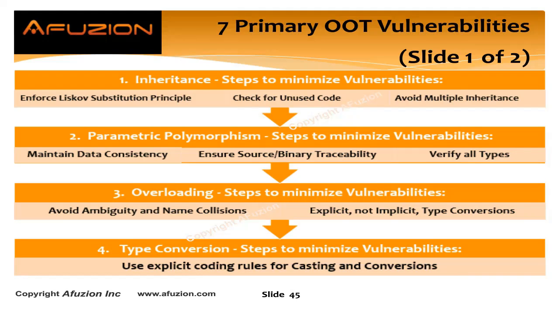Number 4, type conversions themselves. There's several gaps in here. We need to minimize those vulnerabilities by using explicit coding rules for how we do casting and conversions. We should not be able to tell who wrote the code. There's no ego here. I cannot tell John from Mary's code. Mary and John use similar coding templates. Let's define those in our coding standard and work that way.